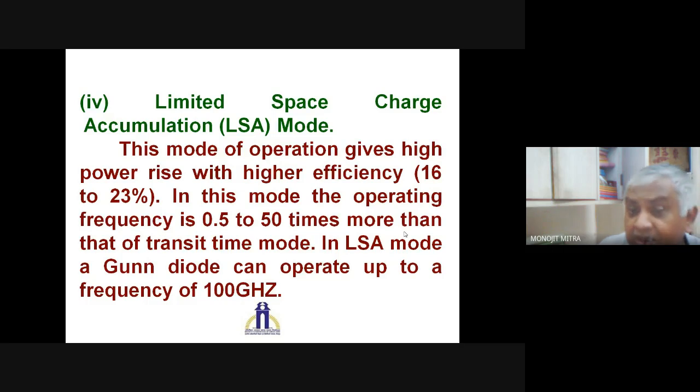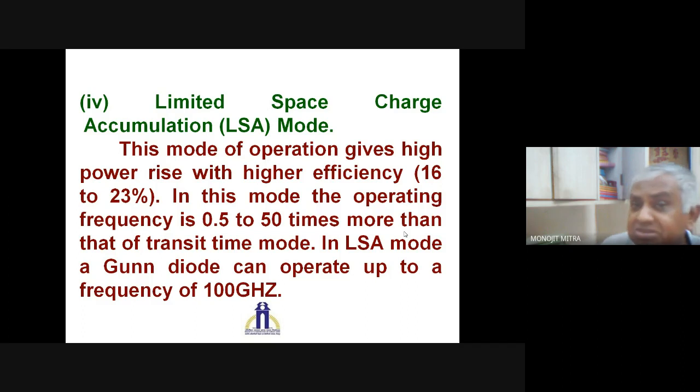So when you increase the frequency, the same device will give lesser power. But the advantage is that we go for LSA mode, because in LSA mode the Gunn diode can operate up to a frequency of 100 gigahertz. In the quench mode it can go up to a maximum of 60 gigahertz. In transit time mode, you have seen 30 gigahertz. In delayed or intermediate mode, it is less than 30 gigahertz. Only in quench mode can it go up to 60 gigahertz, but in the limited space charge accumulation mode, it can go up to 100 gigahertz.